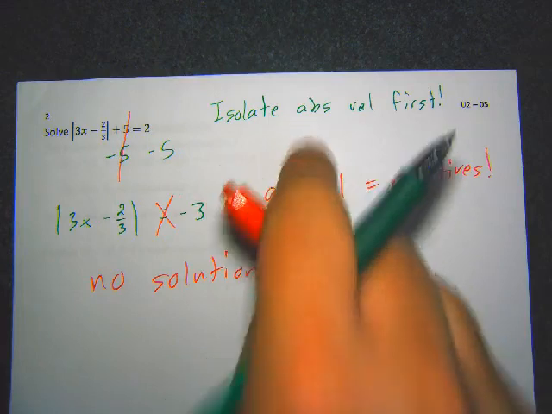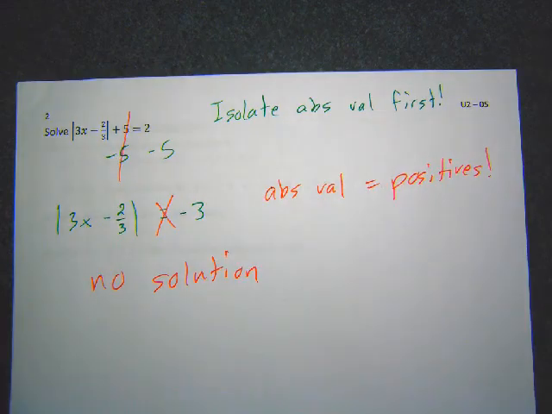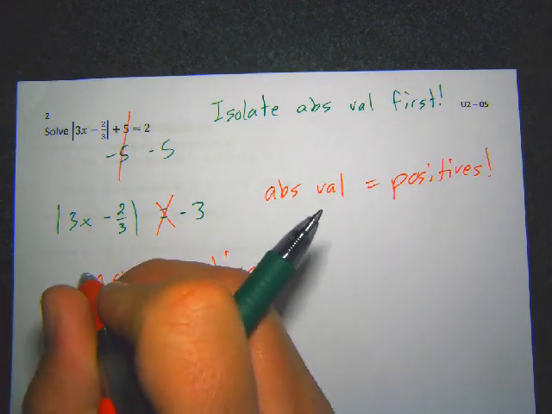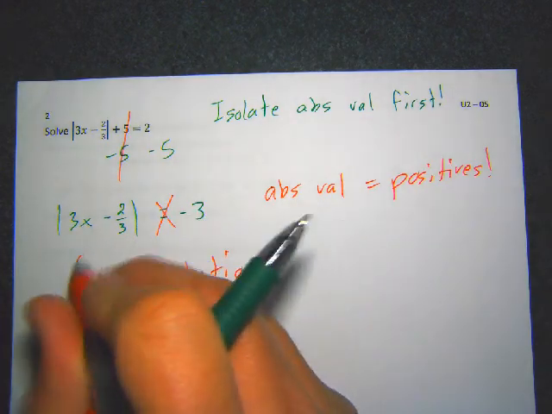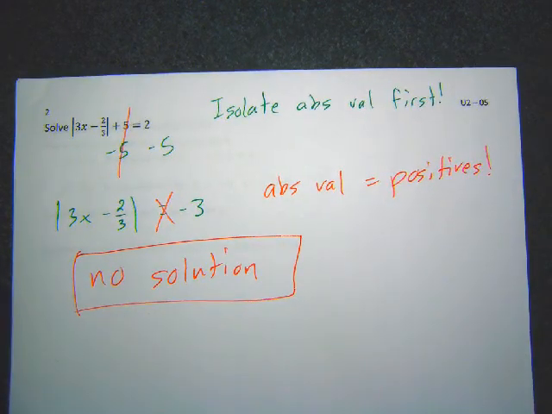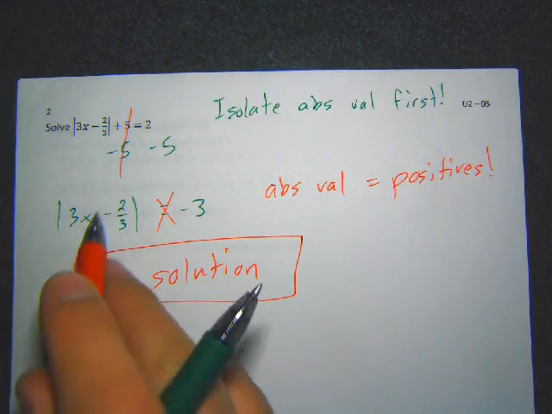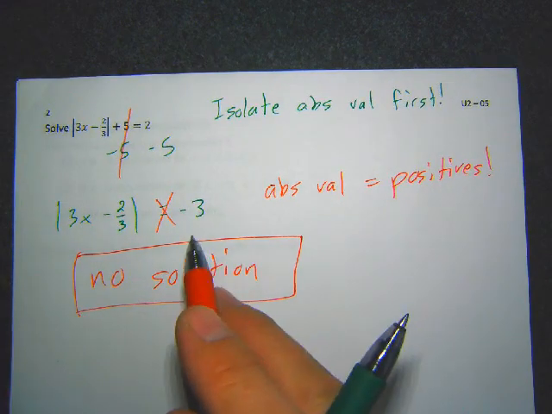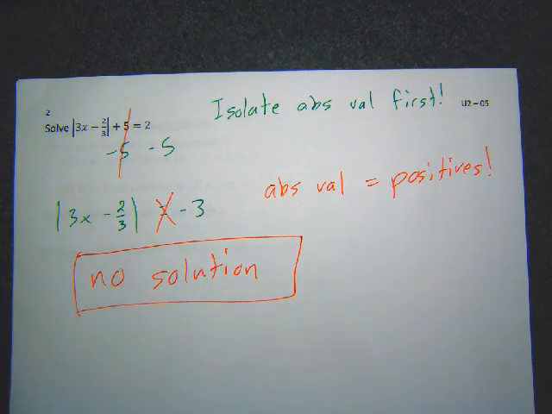Now this isolating is still important. You definitely need to isolate the absolute value. But if you get a negative on the other side, then you're done. You know there's no answer. Nothing works. I don't care what you put in there. The absolute value is going to become a positive number. It will not become -3. It can't. It has to be a positive.